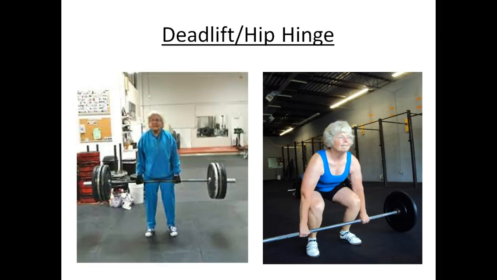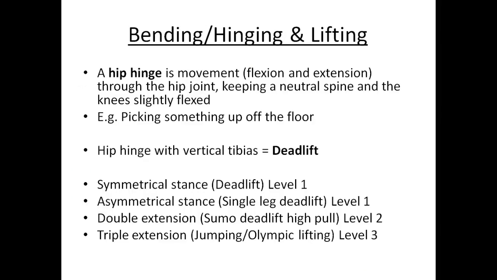I'm sure you weren't expecting this image, but there's no reason why Granny can't be lifting weights, and that's the hip hinge movement that she's doing there. So bending from the hips is about keeping a neutral spine, knees slightly flexed, and you're just picking something up from the floor, hinging at the hip like you're taking a bow, and that's the deadlift movement.